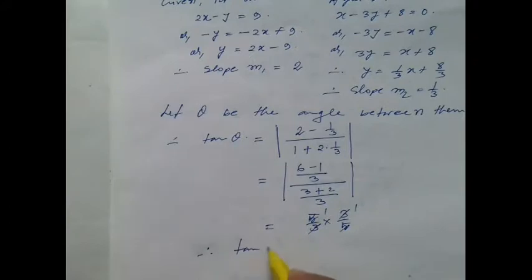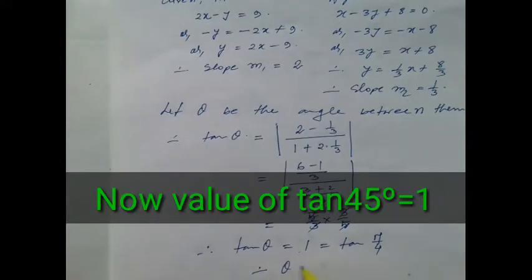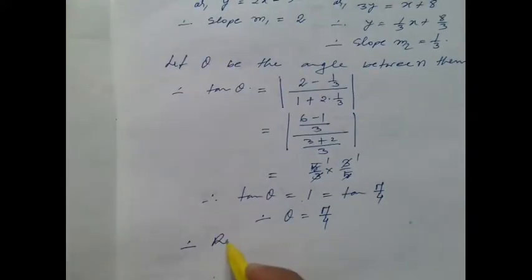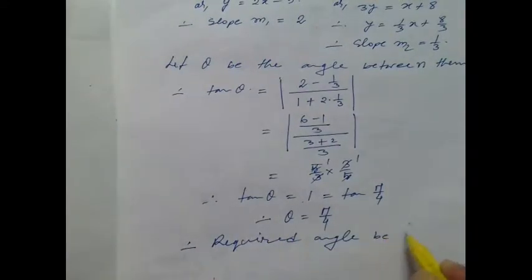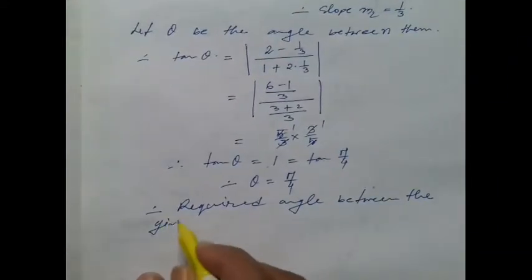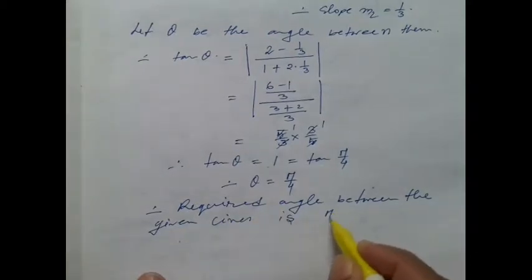Therefore tan theta equals 1, and we know that it is the value of tan pi by 4. Therefore theta equals pi by 4. So we can write, therefore the required angle between the given lines is pi by 4.